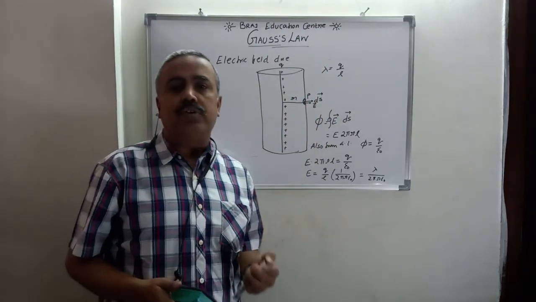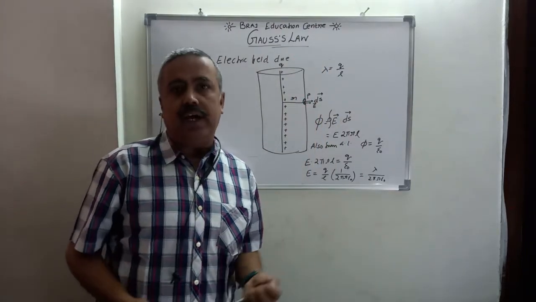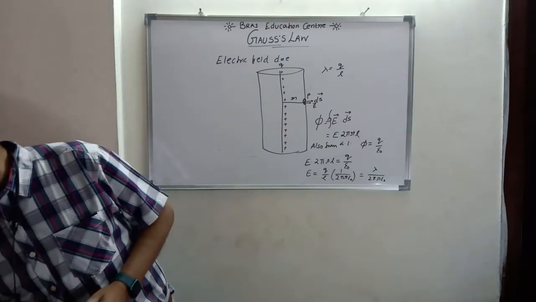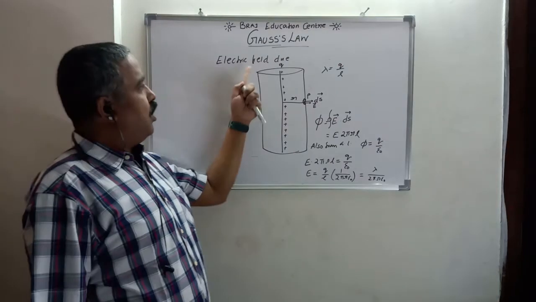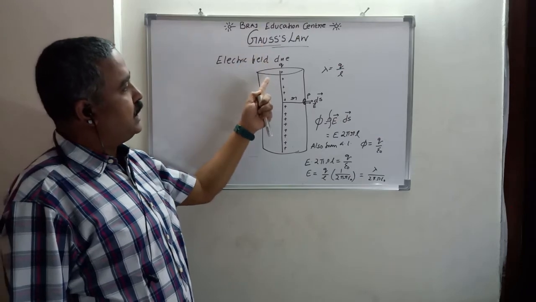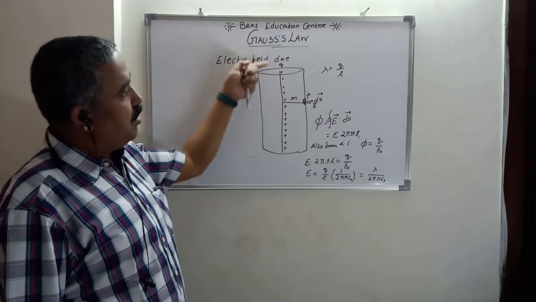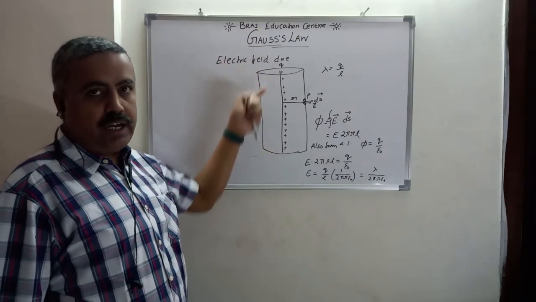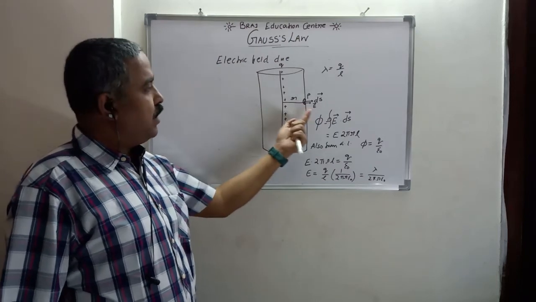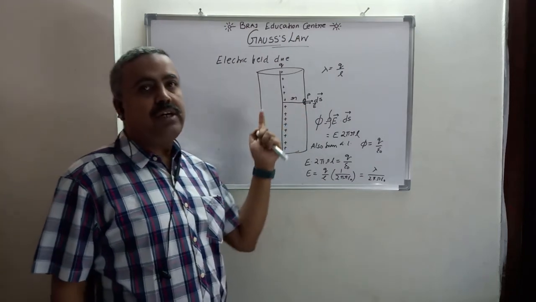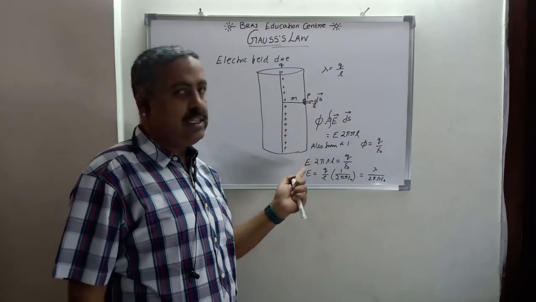So we'll be talking about the uniformly charged spherical shell as our second application. First, we did Gauss's law. Using Gauss's law, we found the electric field for a line charge. For a line charge, what did we say? The Gaussian surface is a cylinder of radius r and length L.